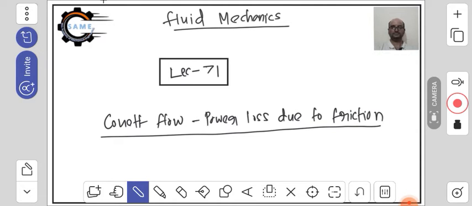Today we will start the course fluid mechanics lecture number 71. In the last lecture we have already discussed Couette flow. In today's class we will see the flow power loss in case of Couette flow.